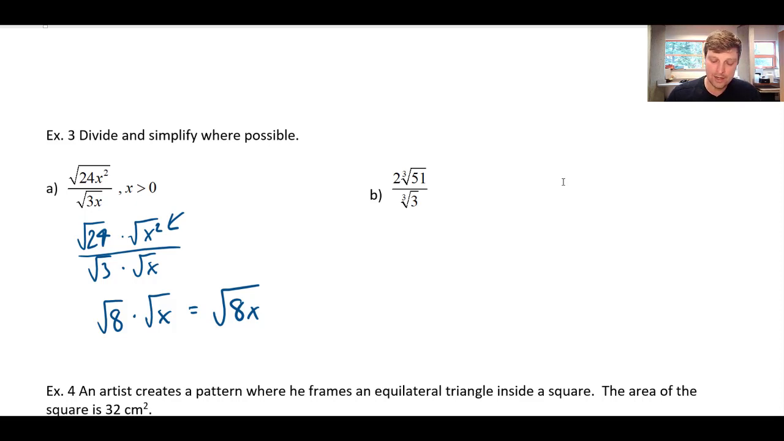All right, the next one here, I've got 2 times the cube root of 51 divided by the cube root of 3. Well, 51 can divide by 3 to give us 17. So this is just 2 times the cube root of 17. Okay, and that is it for multiplying and dividing radicals.